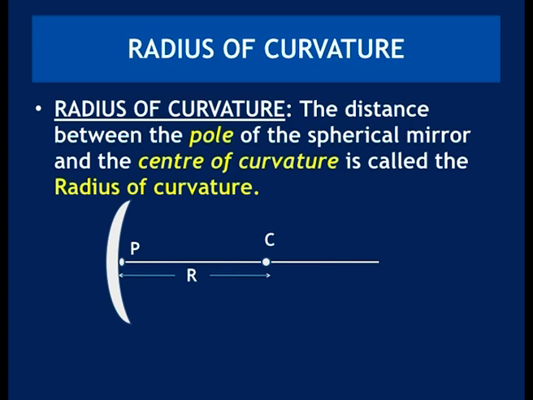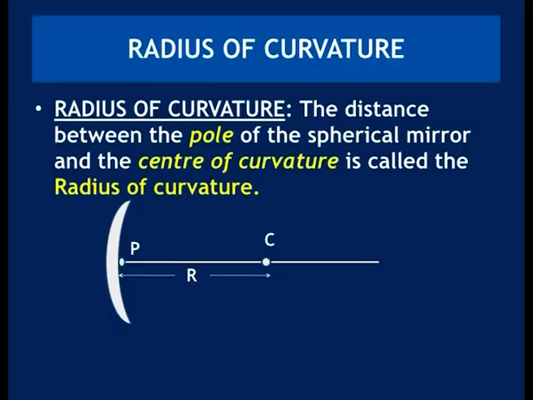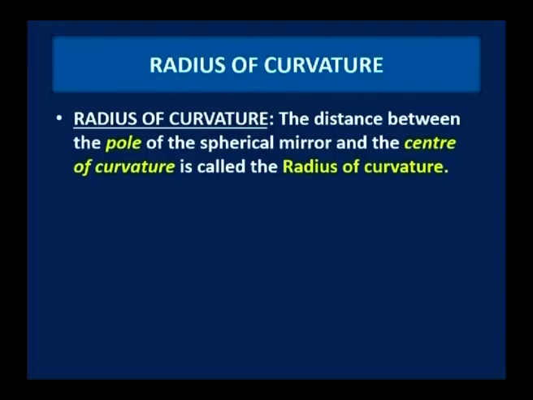Now let us define the radius of curvature. So children, you also know what we mean by radius. Radius means the distance between the center of the circle to any point on the circumference. So here we will be applying the same concept. The radius of curvature of a spherical mirror is defined as the distance between the pole of the mirror and the center of curvature. Okay children, the radius of curvature is defined as the distance between the pole of the mirror and the center of curvature.